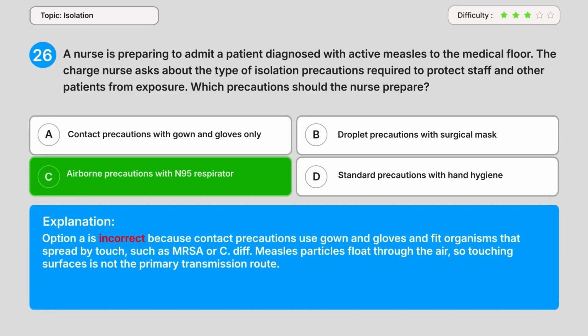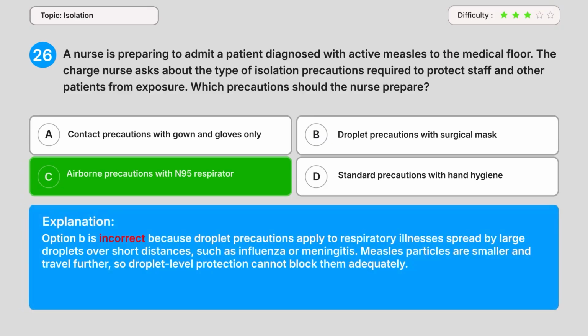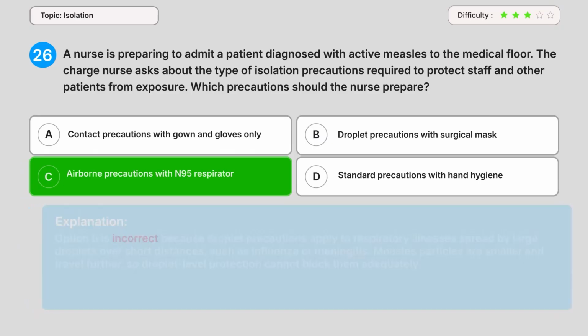Option A is incorrect, because contact precautions use gown and gloves and fit organisms that spread by touch, such as MRSA or C. diff. Measles particles float through the air, so touching surfaces is not the primary transmission route. Option B is incorrect because droplet precautions apply to respiratory illnesses spread by large droplets over short distances, such as influenza or meningitis. Measles particles are smaller and travel further, so droplet-level protection cannot block them adequately.